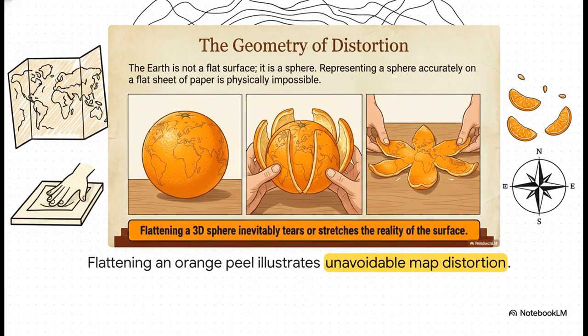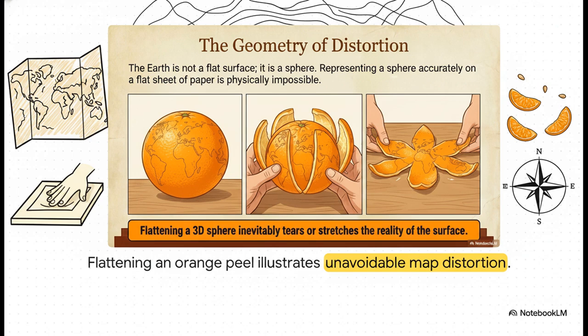To really wrap your head around why this distortion is totally unavoidable, just imagine the Earth is an orange. If you peel that orange and then try to flatten the peel completely against a table, what happens? It either tears or it stretches. It's just physically impossible to represent a sphere perfectly on a flat sheet of paper without tearing or stretching the reality of the surface.